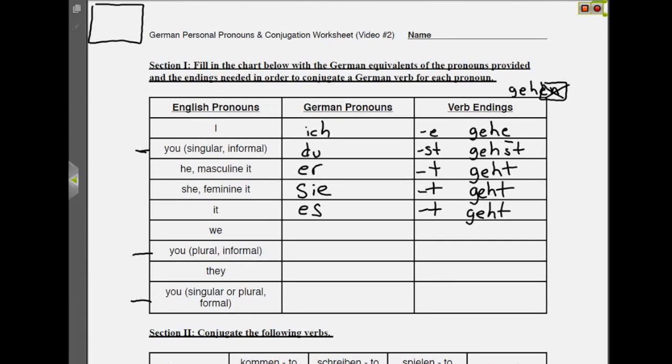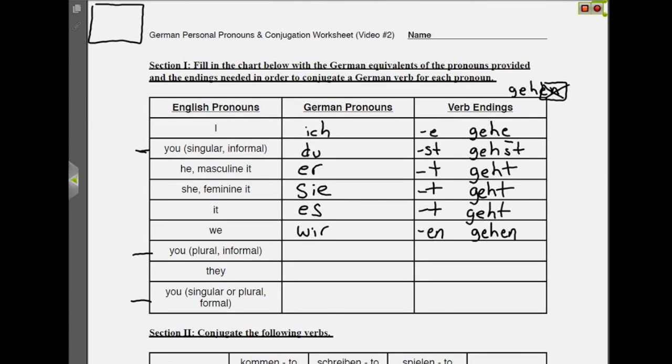Now the next one we have is "we," which would be "wir" in German, and wir takes an "en" at the end of it, which means that most of the time, the verb that you find in the dictionary is probably going to be the same form that you have for the wir form, and that is "wir gehen," we go.